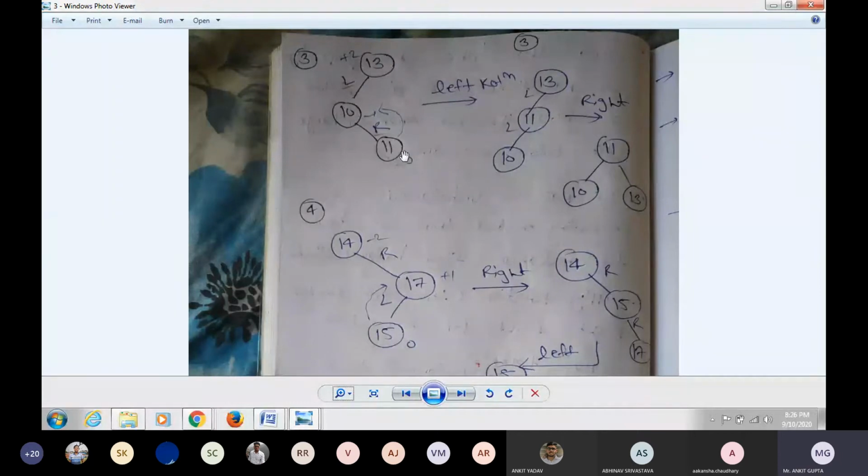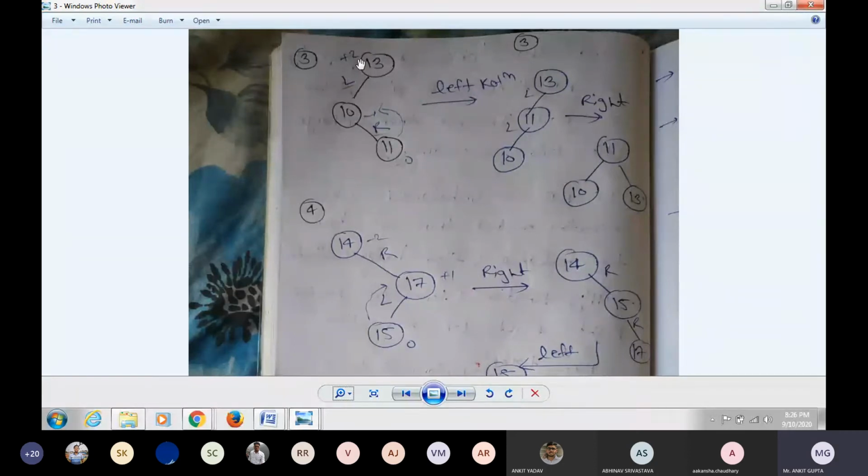But if I insert 11 at the right side of 10, now again I will find the balance factor. 11 is 0 balance factor. Now 10: height of the left side, that is 0, minus 1. Minus 1 is still no problem, it is balanced. But now I will check 13. Height of the left subtree, that is 1 and 1, that is 2, minus height of the right subtree, 0. No one is there. So 2 minus 0, that is 2. So plus 2 is the balance factor.